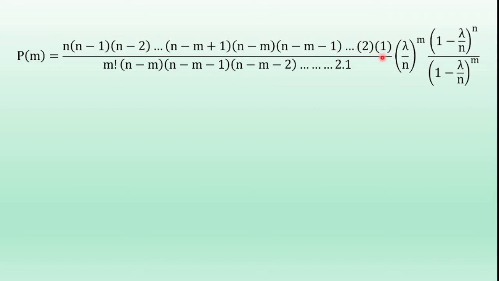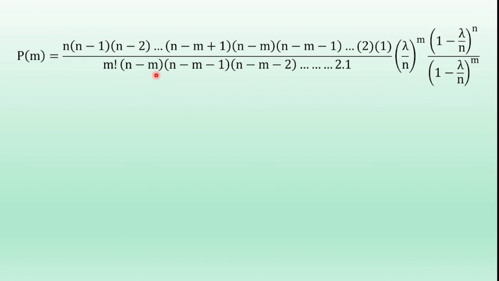This is the expansion of the n factorial, divided by m factorial, which is written as it is, into the n minus m factorial expansion, n minus m into n minus m minus 1, n minus m minus 2 and so on to 2 into 1, into lambda by n whole to the power of m into 1 minus lambda by n whole to the power of n divided by 1 minus lambda by n whole to the power of m. Now on the RHS, the numerator and denominator terms n minus m and so on down to 1 are cancelled.